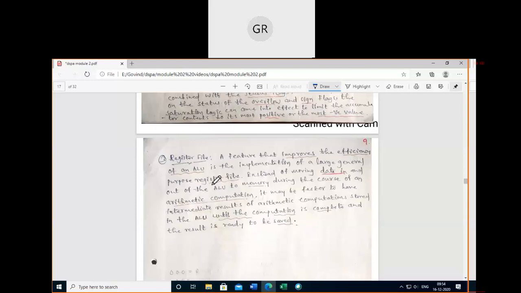Sometimes during processing, the data will be moved out of the ALU and stored in memory, that is, a register. Instead of that, the intermediate result can be stored in the register file. The register file can hold some intermediate result values, and when required, they can be accessed from the register file.